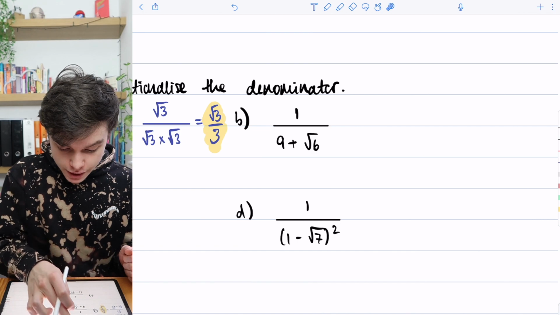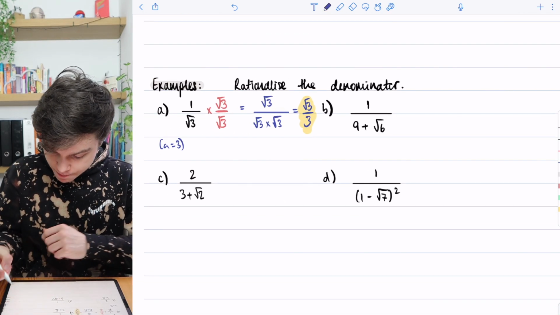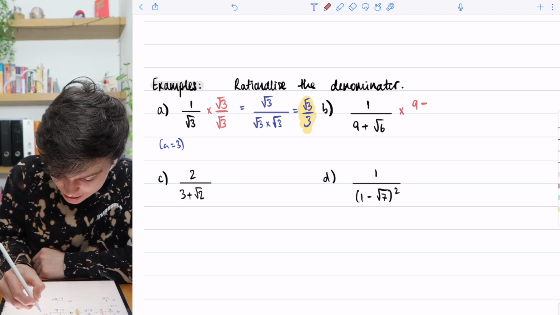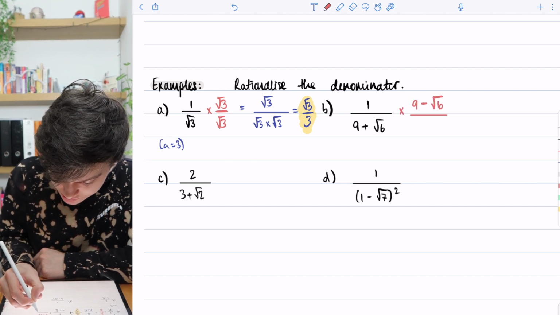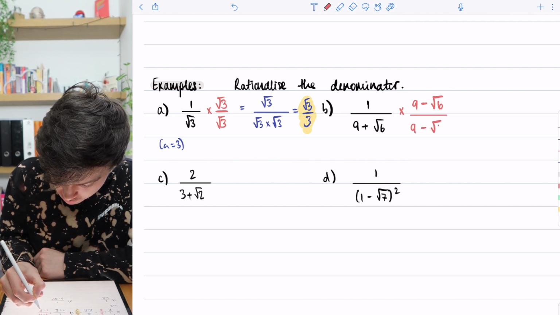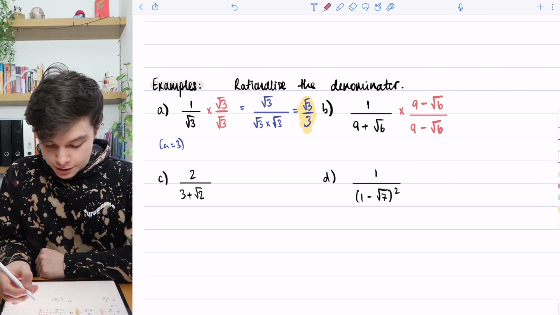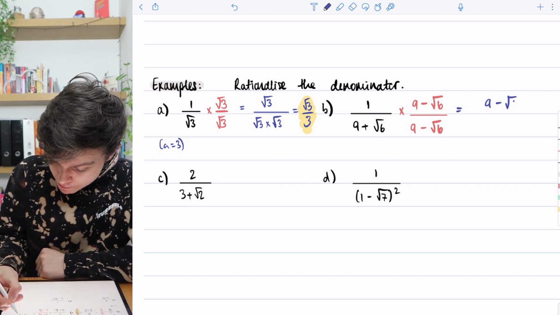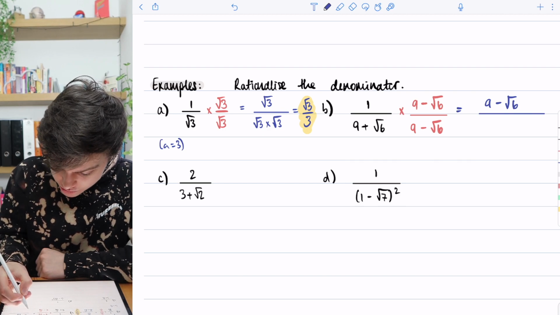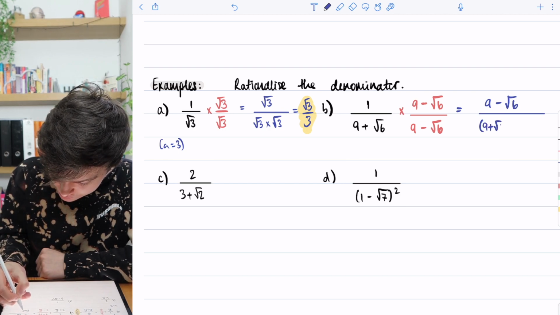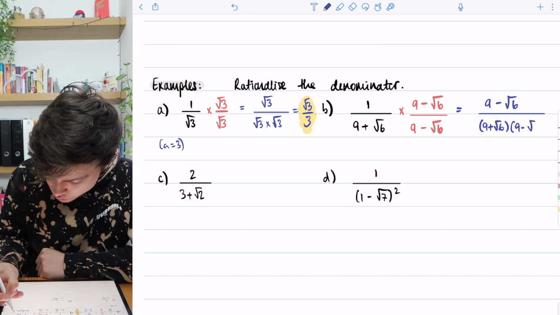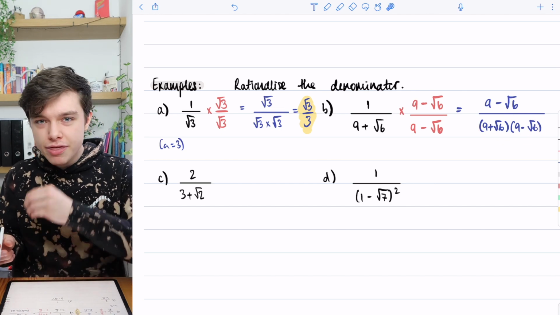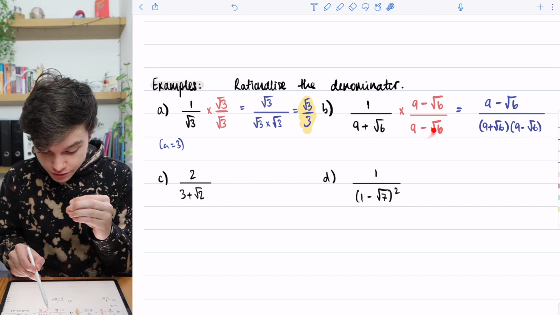Okay, for B, what we need to do is multiply, and we'll do this in red, top and bottom by 9 minus root 6. And 9 minus root 6. We do the same thing to top and bottom. So then, on the top, 9 minus root 6. And on the bottom, I'm going to have 9 plus root 6 and 9 minus root 6. And this on the bottom here is the difference of 2 squares. And that's why we multiply by the different sign.